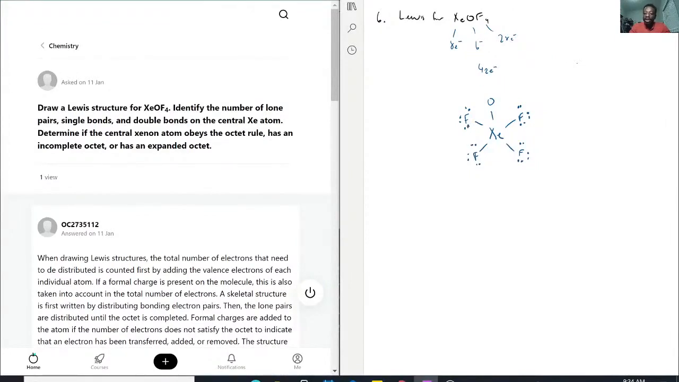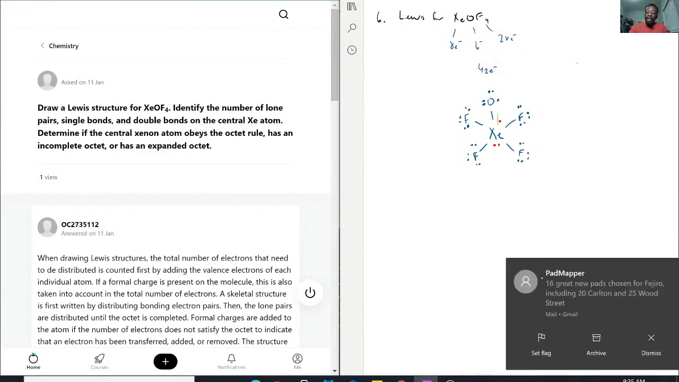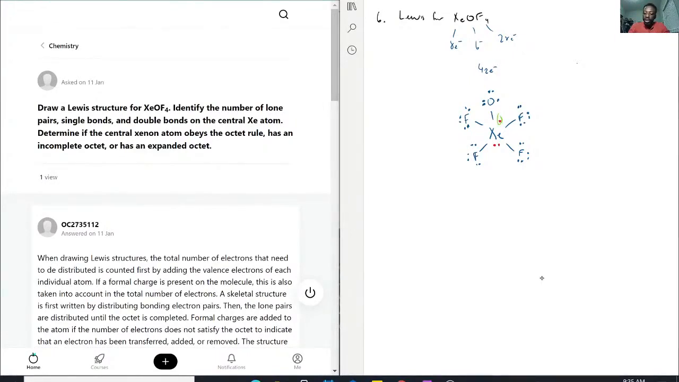Now, oxygen right now is sharing one of its 6, so it's going to be 2, 3, 4, 5, 6. Xenon right now is sharing 5 of its 8, so we're going to have 6, 7, and 8. So right now we have 2 unpaired electrons, one on the oxygen, one on the xenon.